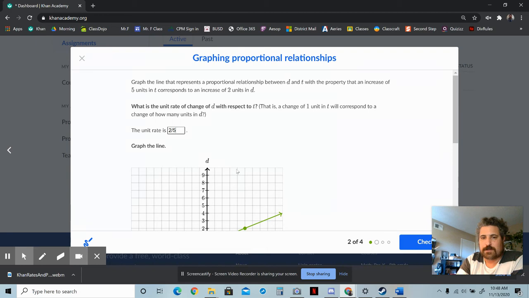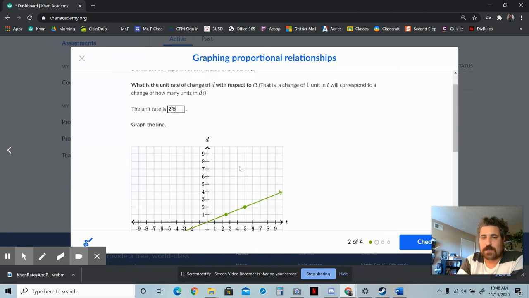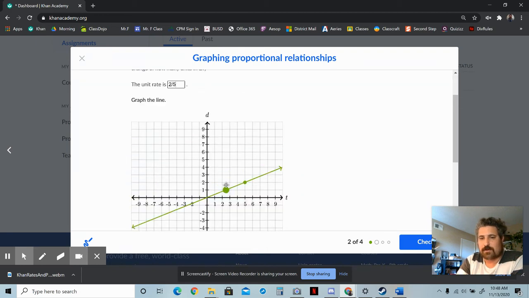If I wrote an equation for this, it would be d is equal to 2/5 times t. And that's what this graph would look like, right? When t is 1, d is 2/5. And you can see that's where that would be.